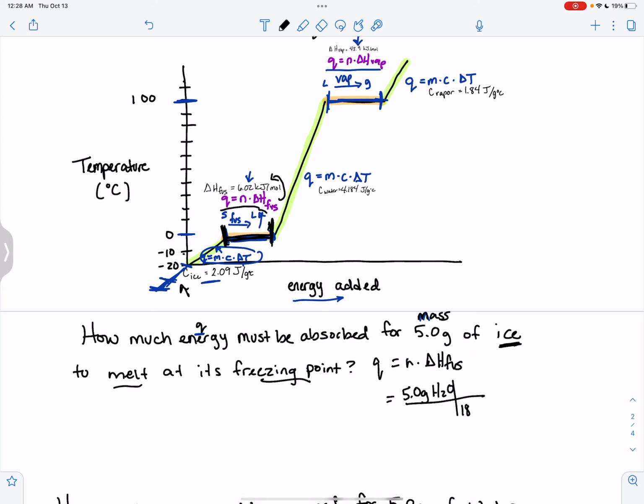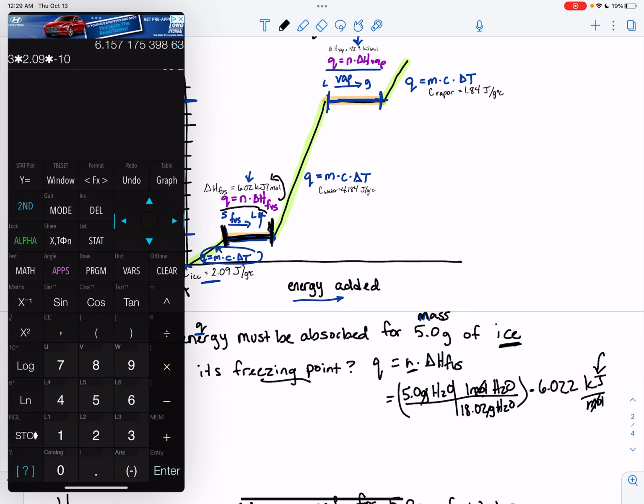And then the molar mass of water is 18.02 grams, because oxygen's 16, and there are 1.01 for the hydrogens, but there's 2 of them, and that's in moles of water. So my grams will cancel, and that gets me to that mole term. Then that times my fusion, it is 6.02, and I'm going to write the unit like this so that you can see that the moles are going to cancel, leaving me with an energy unit, which is what I need. So I'll just pull over my calculator.